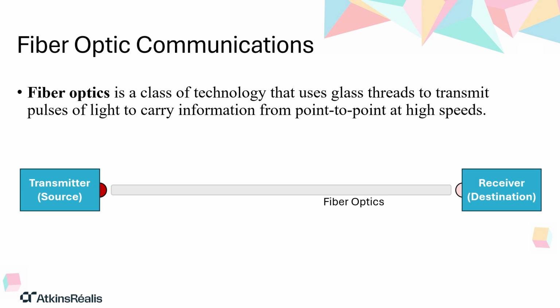Taking what we know about digital communication in bits, we can apply that directly to fiber optics. Fiber optics is defined as a class of technology that utilizes glass threads to transmit pulses of light carrying information at high speeds from one point to another. Remember, bits are ones and zeros, which is a binary digit. When we talk about light and binary, we can talk on and off. So every time the light is on, that can be considered a 1, and every time the light is off, that can be considered your 0.